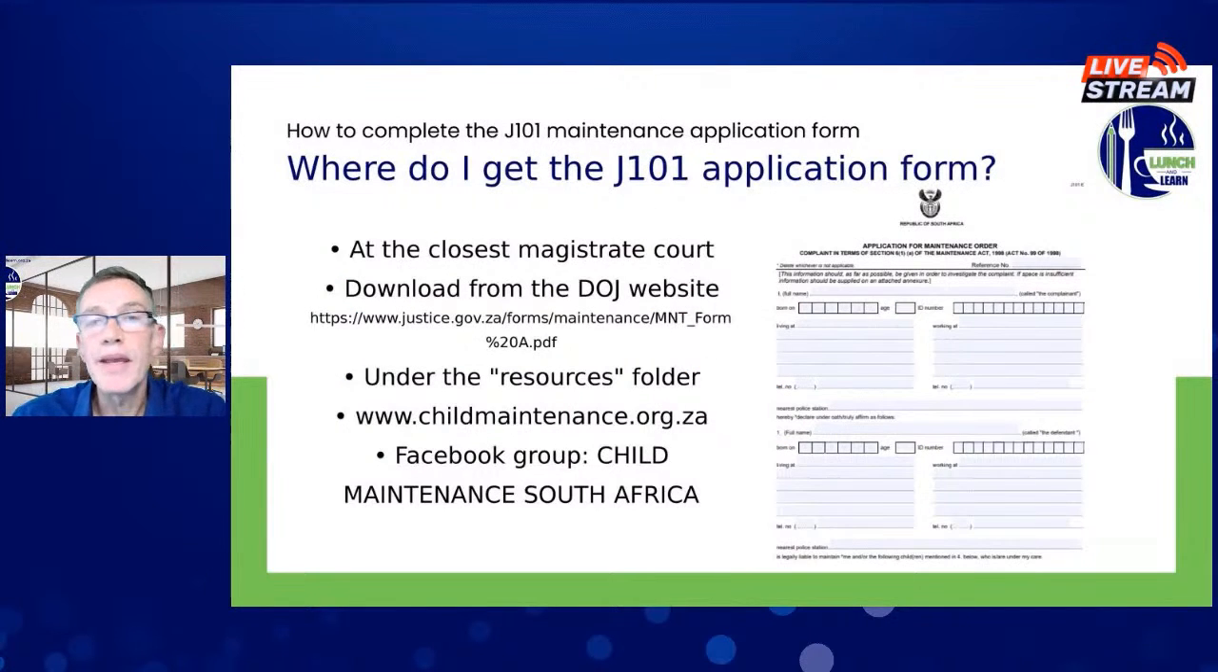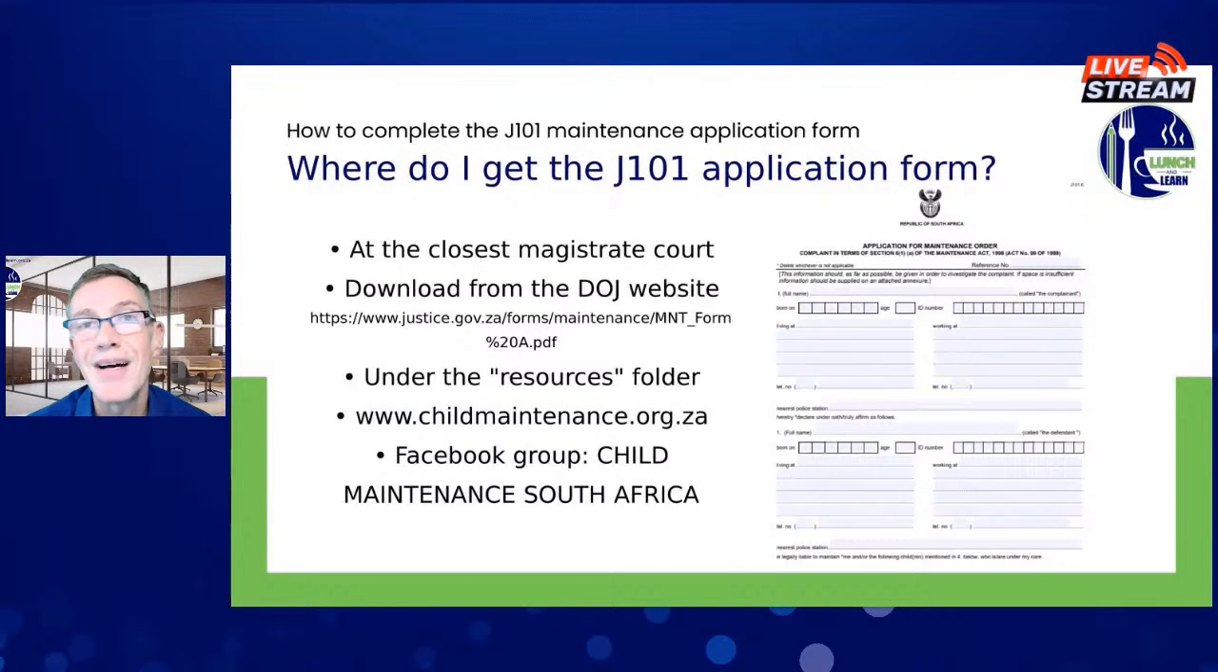So where do you get the application form? Obviously, like I said, at the closest magistrate court where you work or where you live, because all magistrate courts are considered to be maintenance courts. So you can find the J101 maintenance application form at each and every court. You can simply ask for it and they'll give you a copy of that form.